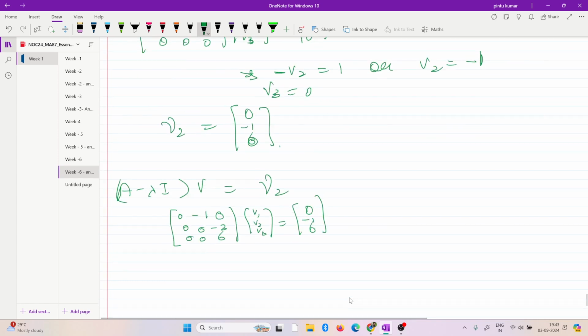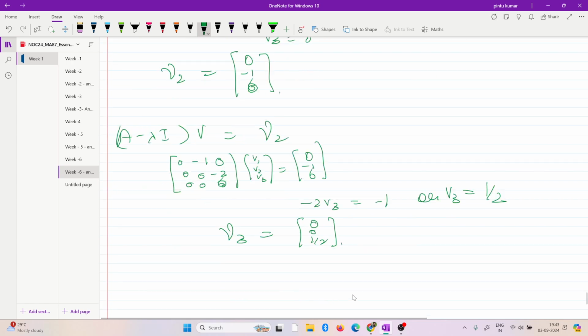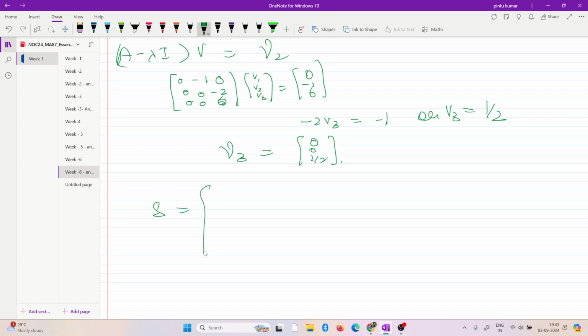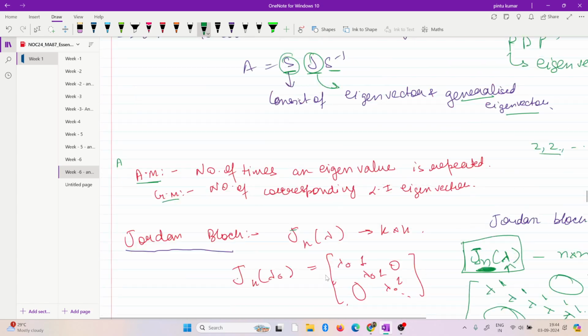And this again would be given by, right. So from the first row, we don't have any inference. The third row gives that minus 2 times V3 is minus 1, or V3 is half. So we have our third generalized eigenvector, that is 0, 0, half. Okay. So we can have our S as, the first one was 1, 0, 0, then 0, minus 1, 0, then 0, 0, half. Okay. So then you can write your A as S J S inverse. I hope this was clear. Okay.